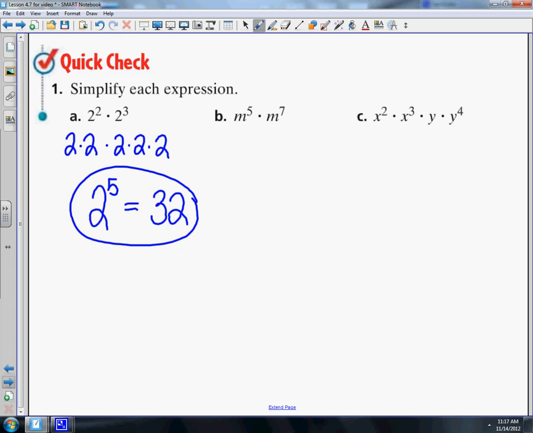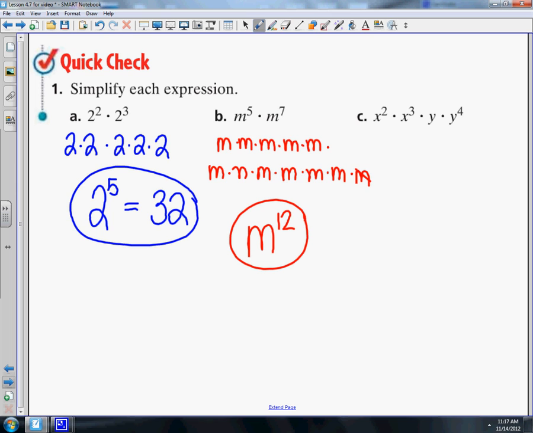All right, m to the 5th times m to the 7th. So that's 5 m's times 7 m's. So then I count them all up and I have m to the 12th power. And it doesn't tell me what m is, so I can just leave it like that.